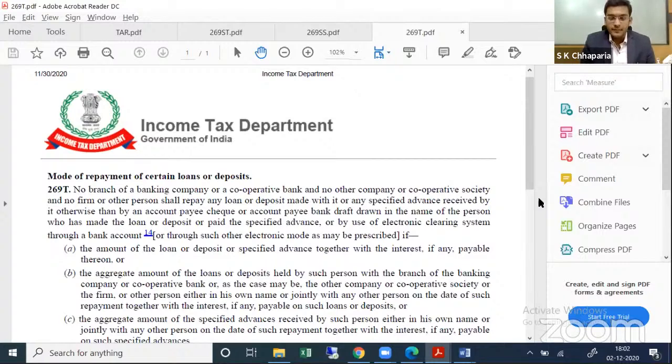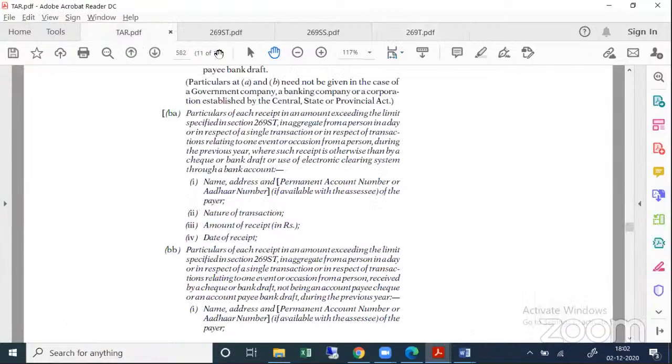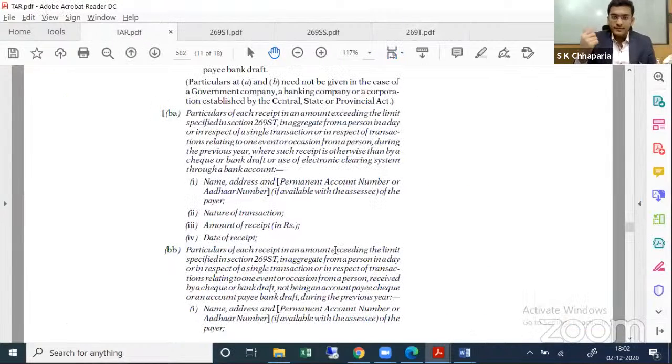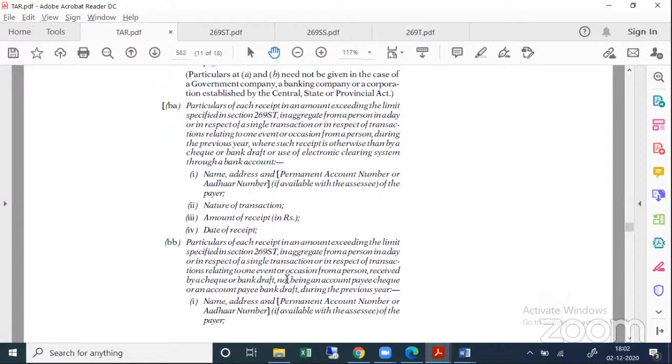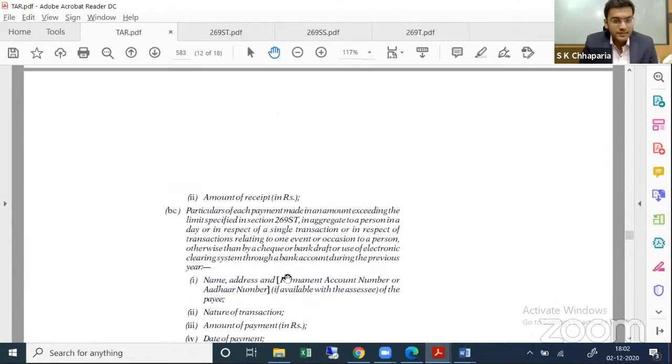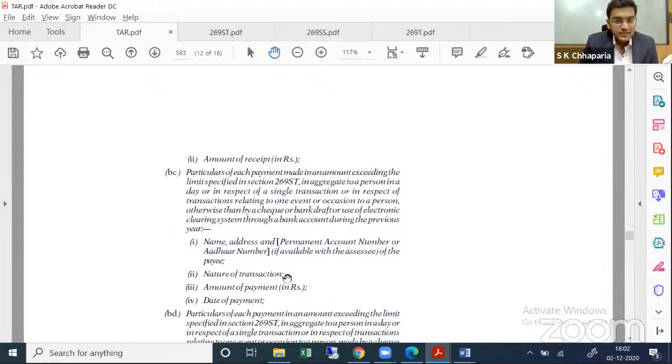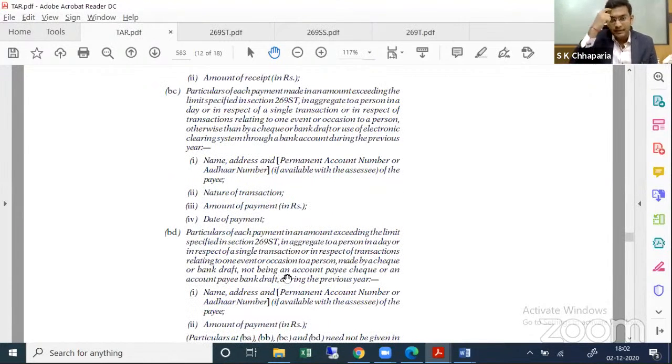It actually requires reporting in tax audit. If we go to Form 3CD once, in one of the clauses we are required to report even in case we make payment in violation of section ST. If you all can check Clause 31BC and 31BD. Each payment, so payment is covered here.